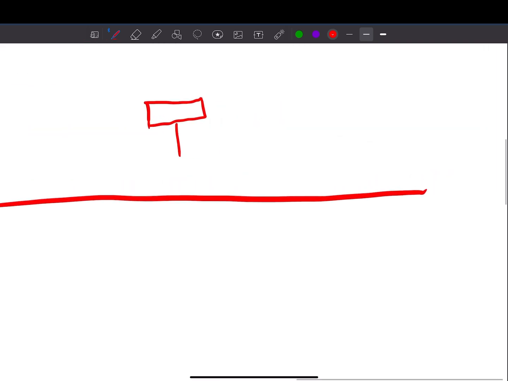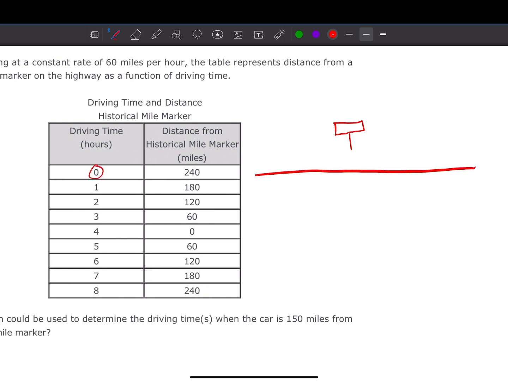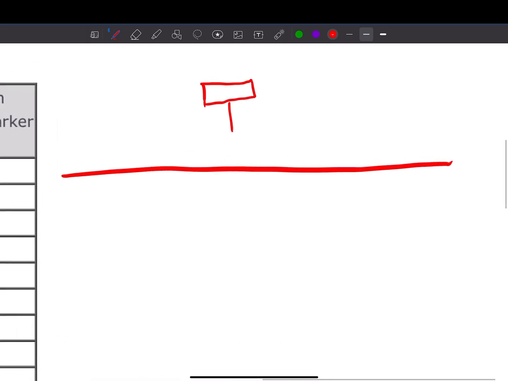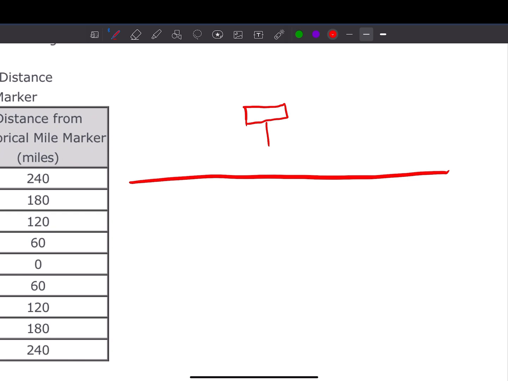We're driving. It looks like we have a driving time of 0 hours to 8 hours. So we have a start time. Let's say we start from here. Let's say at 0 hours, we go all the way to 8 hours. And we're driving. Vroom, vroom. And my car starts at some distance away from the historical mile marker, gets closer and closer until we're right next to it. We pass it, and we get further and further away. So we can be the same distance away from the historical mile marker before and after reaching it.